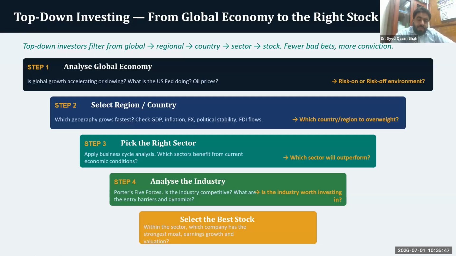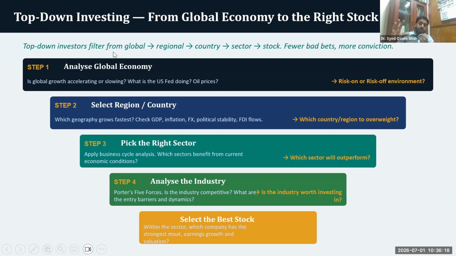Oil prices, global political scenarios, war conditions, how gold prices are moving in the global market. These are certain indicators. So you need to analyze the global economy first of all. You need to understand what risk is and what the risk environment is.